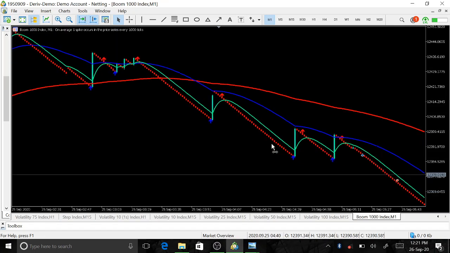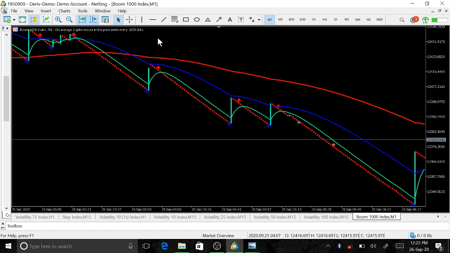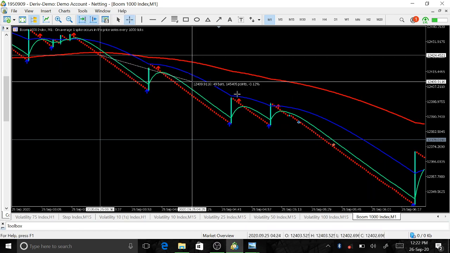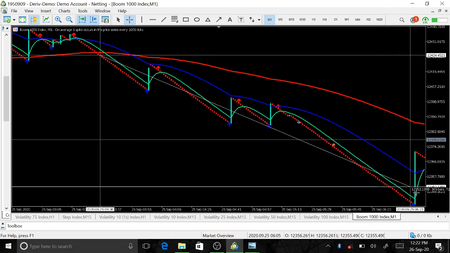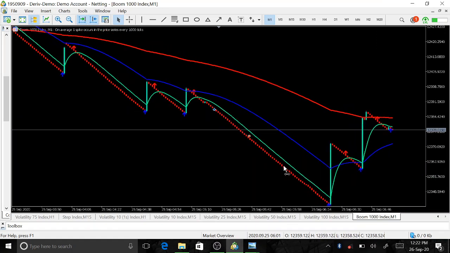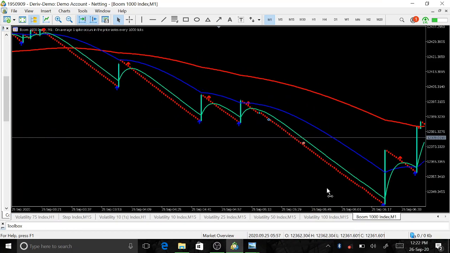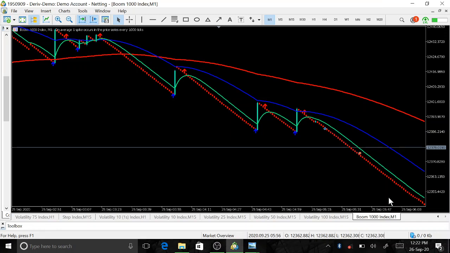So when the candles are below the 200 EMA, we look for more sales. You can see how the market is selling massively below the 200 EMA. You can see all these sales. Once the market is below the 200 EMA, you're going to be looking out for more sales, because it means the bears are in control. When the market is below the 200 EMA, the bears are in control.